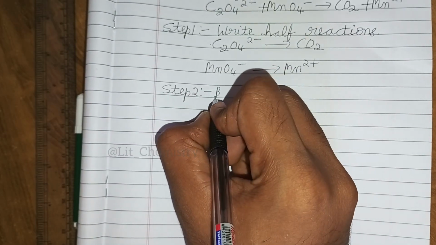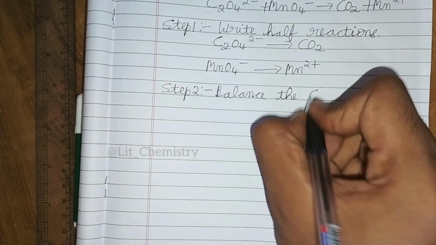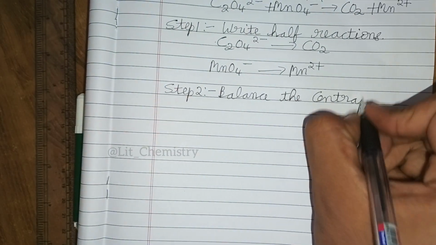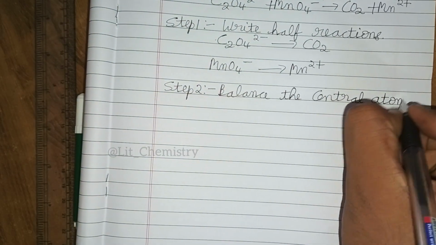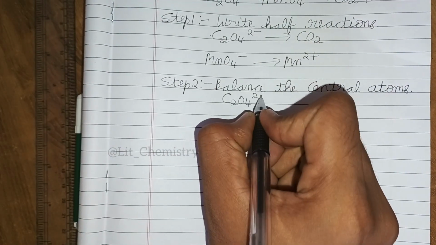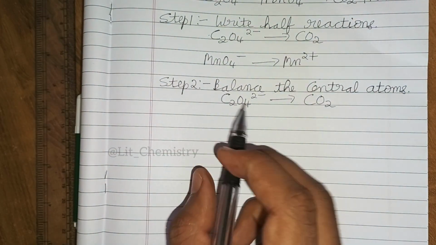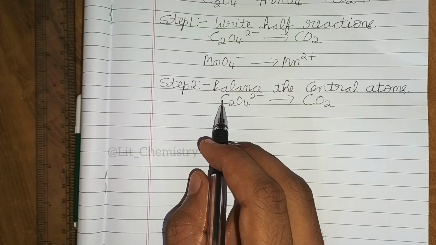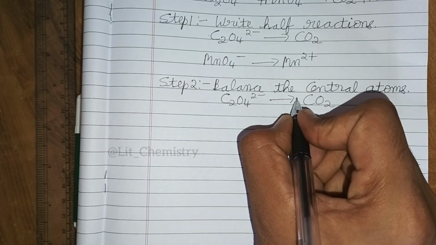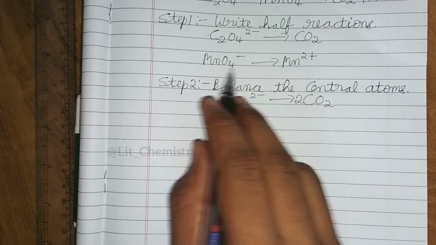Step 2 is balance the central atoms. So we write this again. C2O4 2 minus gives rise to CO2. We have two atoms of carbon here, so in order to balance it, I write 2. Oxygen will be balanced in the third step. Let's move to this one.